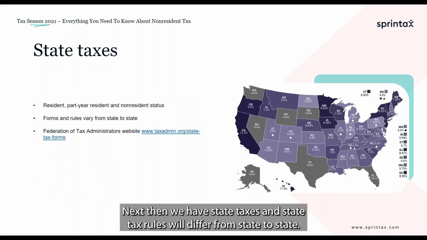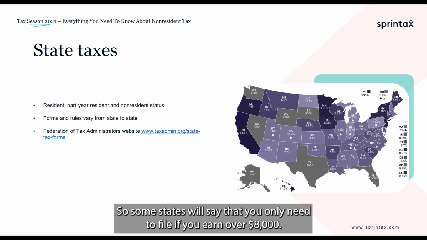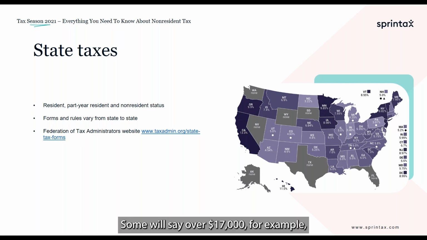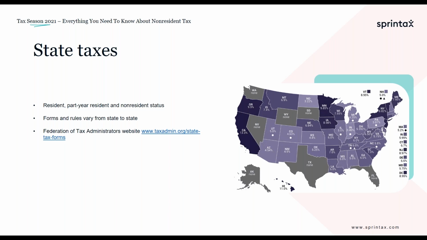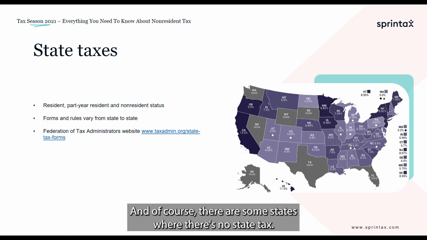Next, then, we have state taxes, and state tax rules will differ from state to state. So some states will say that you only need to file if you earn over $8,000. Some will say over $17,000, for example, whereas others will say that you need to file from the very first dollar. And of course, there are some states where there's no state tax.